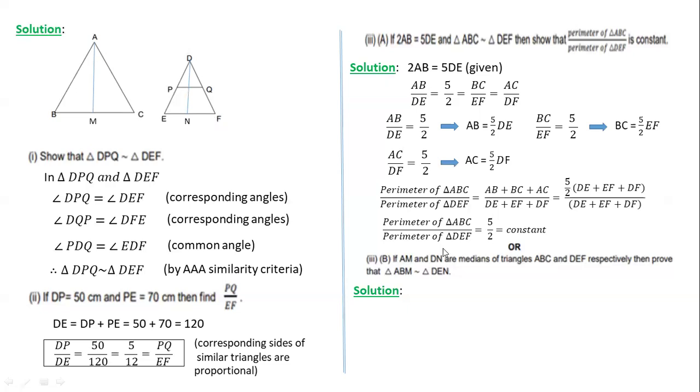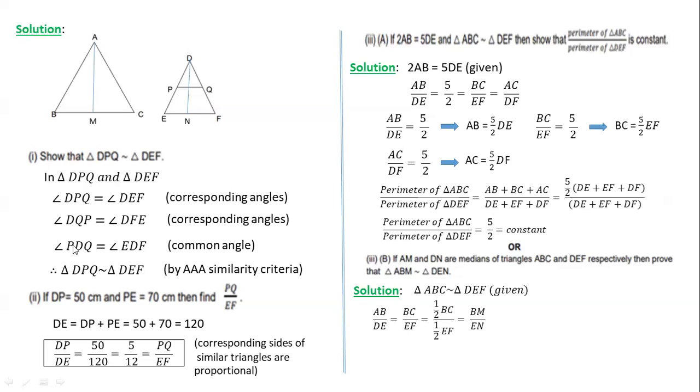So because it is similar, the ratio of sides must be equal. That means AB upon DE must be equal to BC upon EF. Isn't it? So triangle ABC is similar to DEF. It is given. Therefore, what will happen? AB upon DE is equal to BC upon EF. Let us multiply and divide by half both of this. Half of BC upon half of EF.